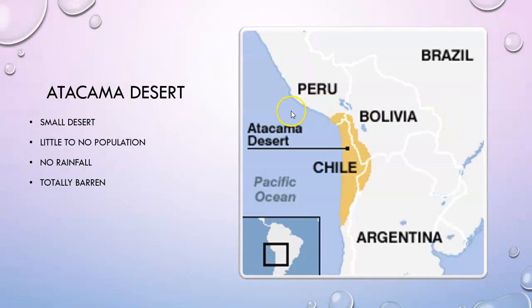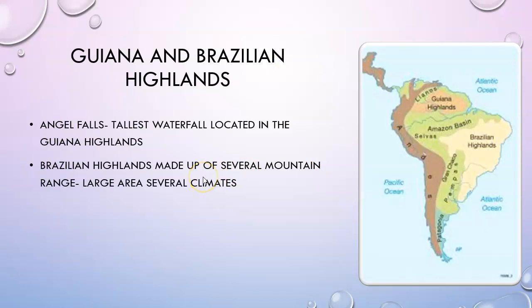The Atacama Desert, which is a fairly small desert in the size of deserts, is along the west coast over here. It goes into Peru, all the way through Chile, into parts of Bolivia and Argentina. There is little to no population in this area, and there is no rainfall. It is a totally barren area, unlike some deserts where you do have some plants that do manage to grow there.